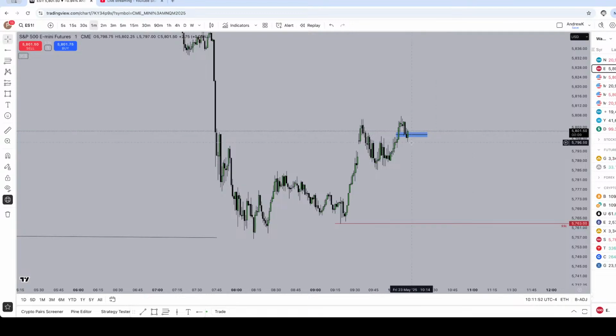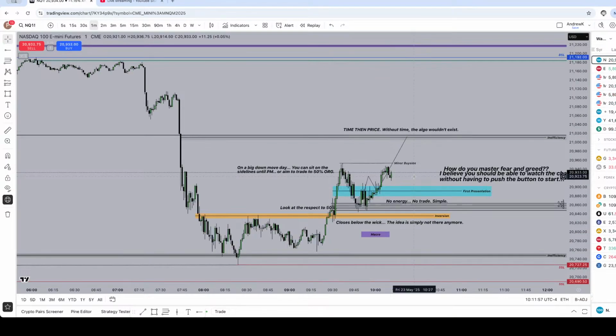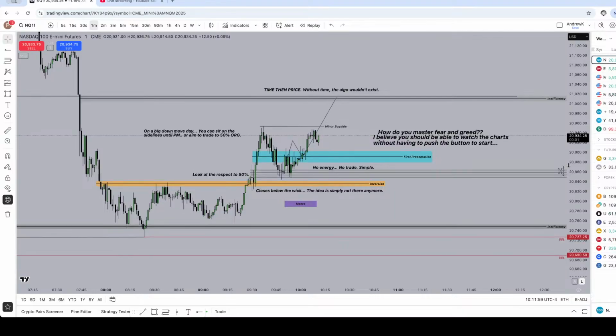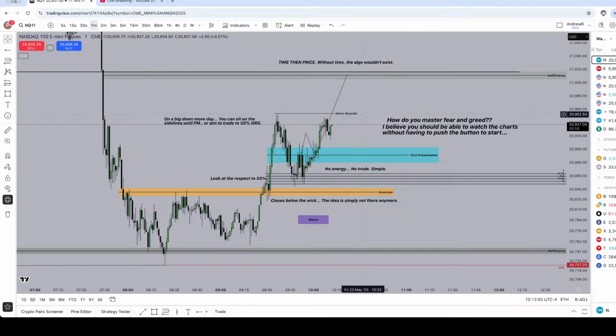The thing is, so the macro has ended. This is going to be your silver bullet. I still think it gets here. And that's going to be your breakaway.